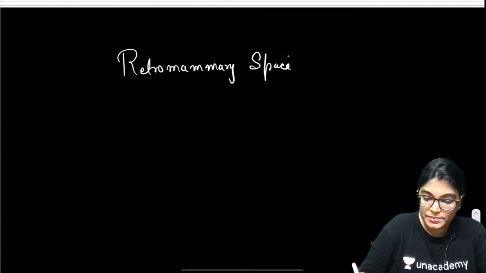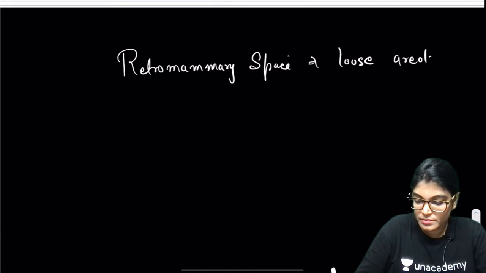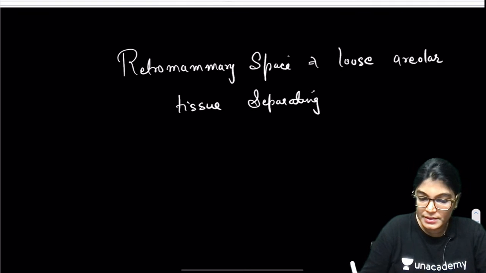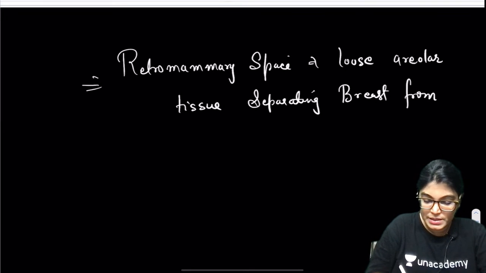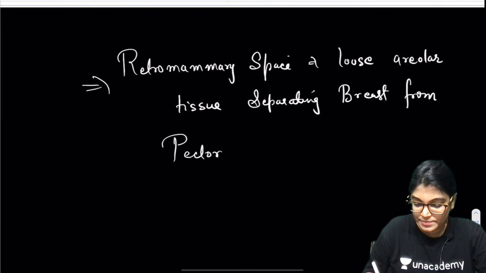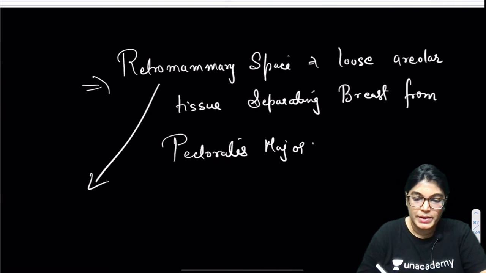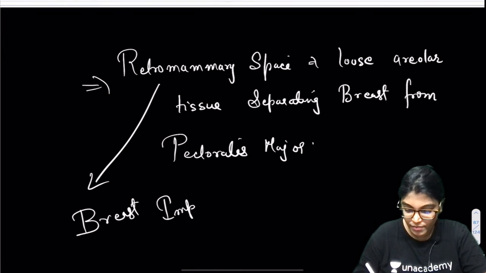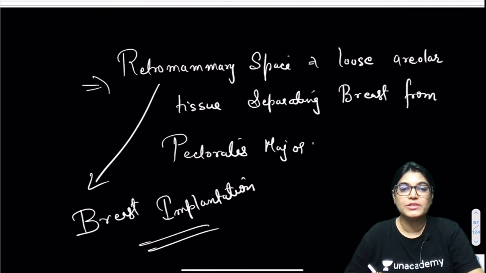The retromammary space contains loose areolar tissue, which separates the breast from the pectoralis major muscle. And this is the area where breast implantation is done. This is the site which is utilized for breast implantation.